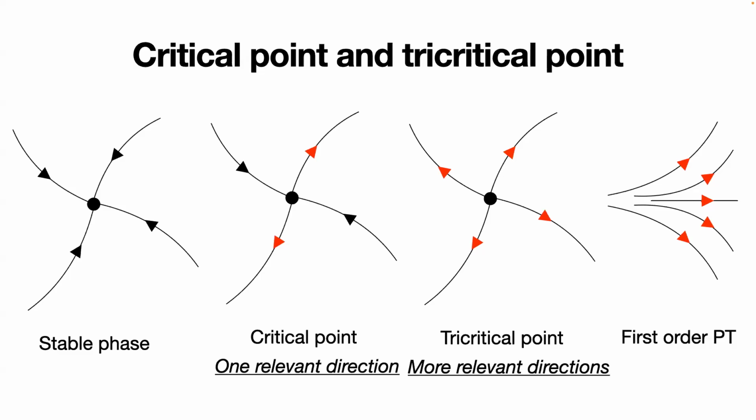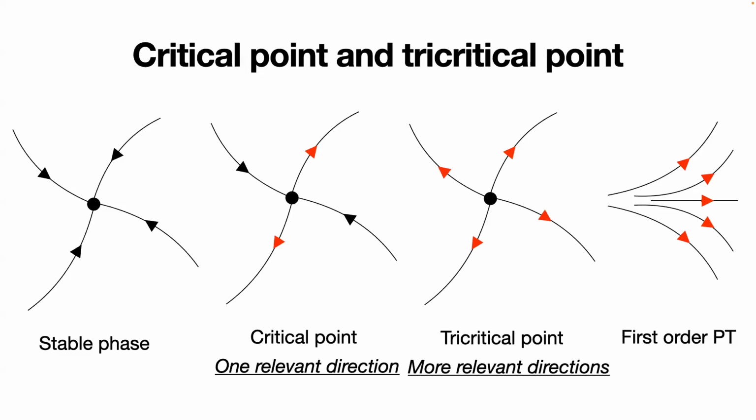And differently, if there is a relevant direction, so say we can add a particular relevant perturbation to this fixed point, it will lead to runaway RG flow, running away to other possible fixed points. Then we call it a critical point. And some fixed points can have more relevant directions. We call them tricritical points or multicritical points.